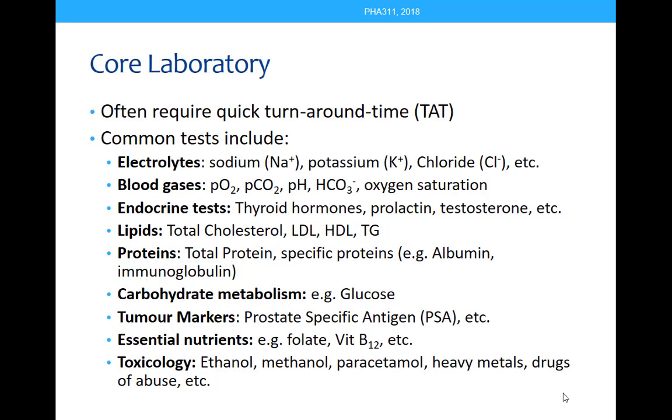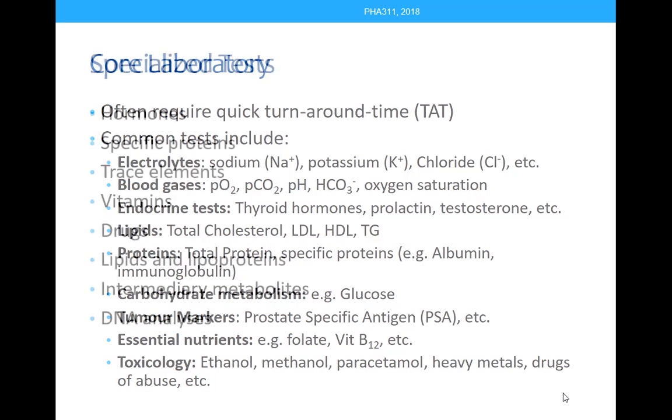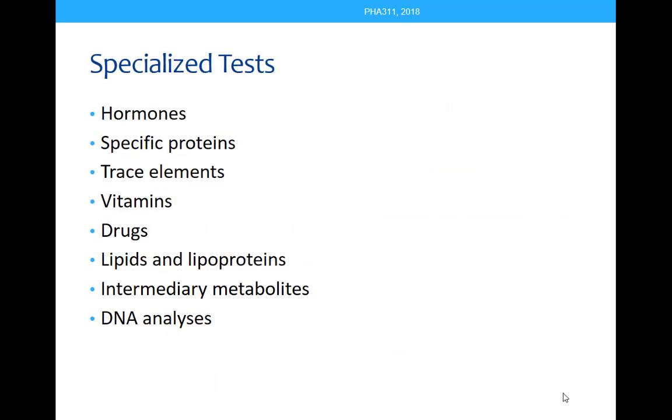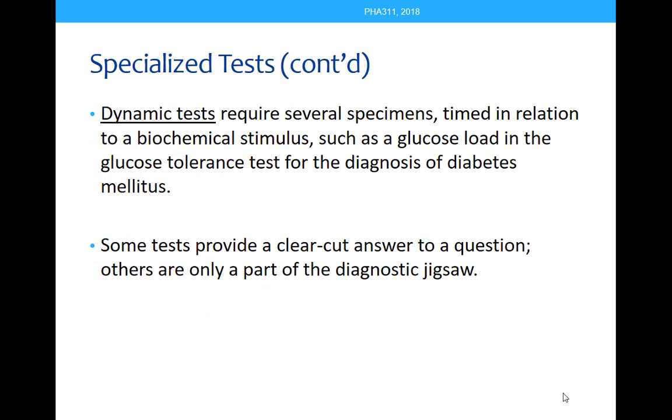Core laboratory requires quick turnaround time. And these are the common tests which are done in core laboratory. You don't have to go through the list, which is just there for your reference. Then you have specialized tests which are offered, as I just told you, in special labs, special services there. Okay. There are certain tests which are called dynamic tests. So these kinds of tests you can't perform on a single sample. You need multiple samples. One example is glucose tolerance test.